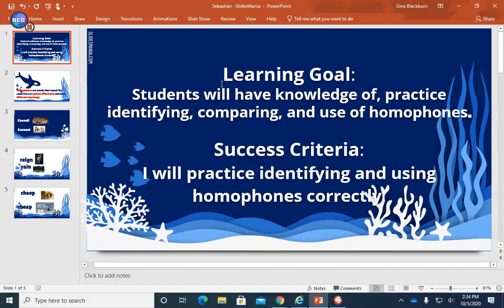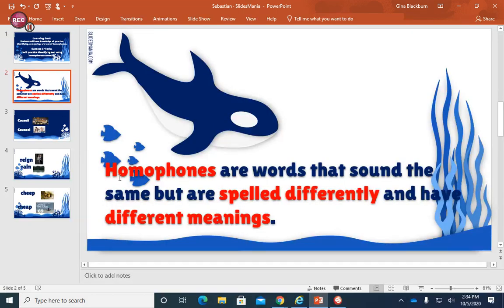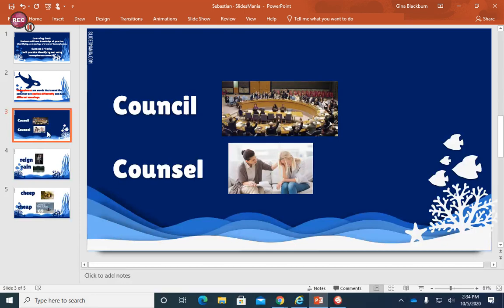The learning goal today: students will have knowledge of, practice identifying, comparing, and using homophones. Our success criteria: I will practice identifying and using homophones correctly. Homophones are words that sound the same, but they're spelled differently and have different meanings. Let's take a look at some.